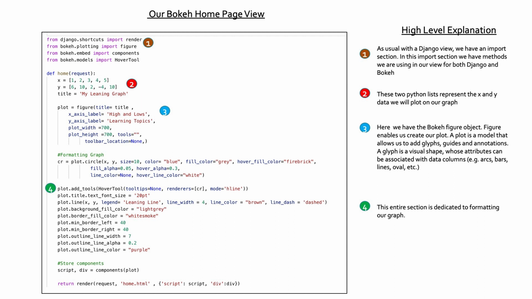We have the title size changed to 20-point font. We have a plot line and everything that goes along with that. The color, is it dashed? Is it solid? That type of thing. We have background fill. We have border fill. We have margins on both sides of the plot. We have an outline line width, and we have the color for that. So there's lots of things. This is by no means exhaustive, but I wanted to give you a flavor in one section of all the different things you can do to style or format this graph.